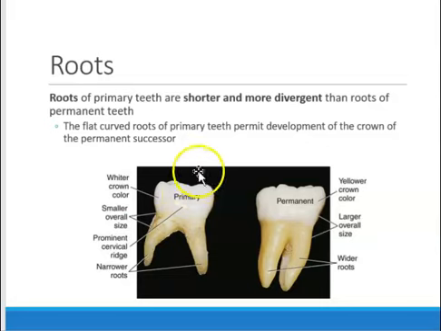Okay, let's look at the roots. If you look at the roots of the primary teeth, you can see they are shorter compared to the permanent teeth. They're also more divergent, which means they're more spread apart. They're wider, right? Whereas here, they're closer together.